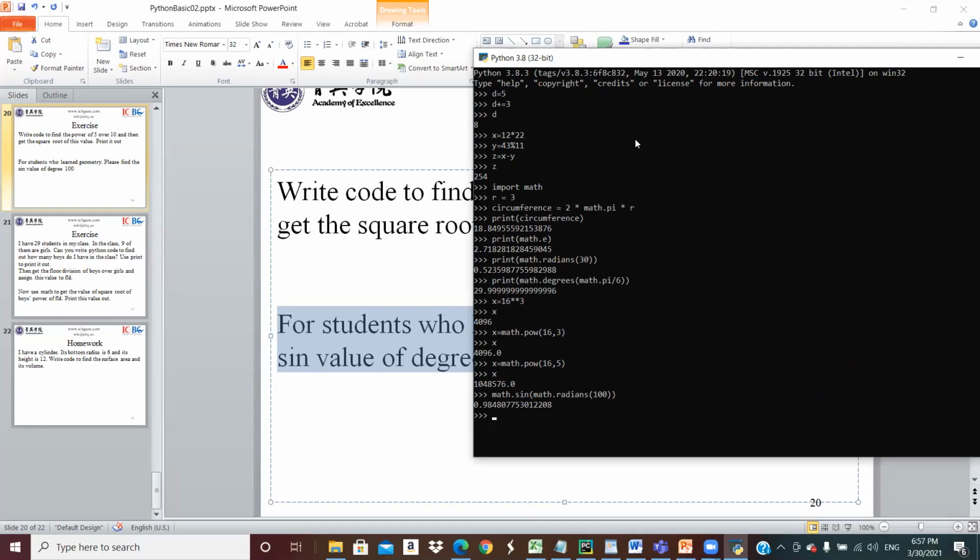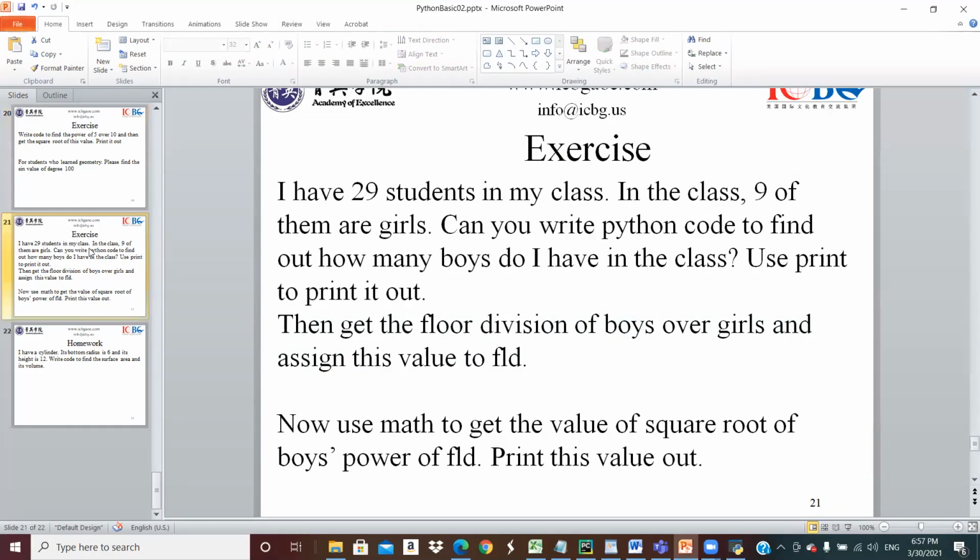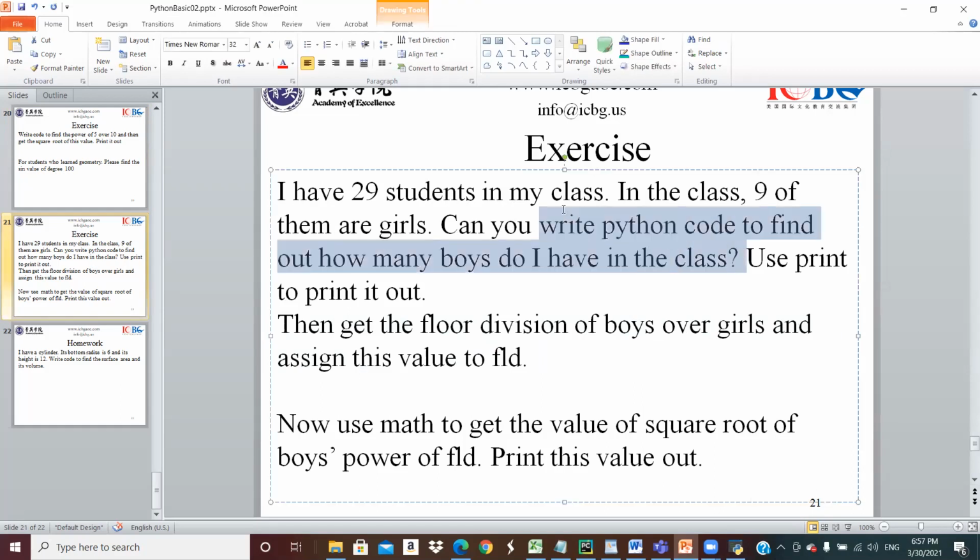Okay. All right. So I think this may be a good exercise. Let's do it. I have 29 students in my class. In the class, 9 of them are girls. Can you write Python code to find out how many boys I have in the class?